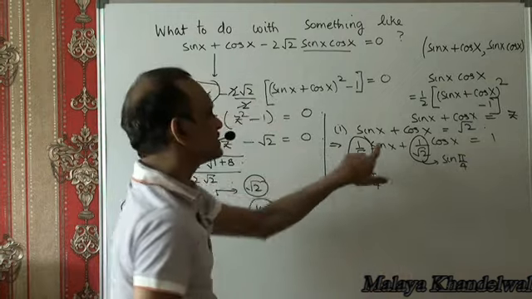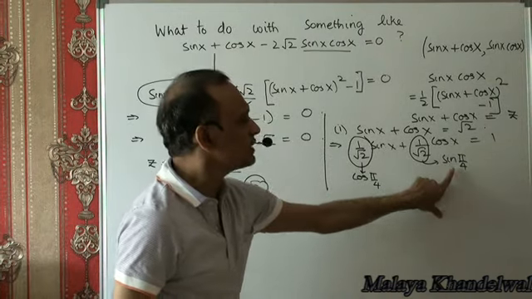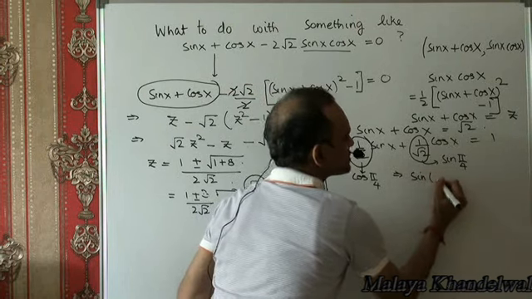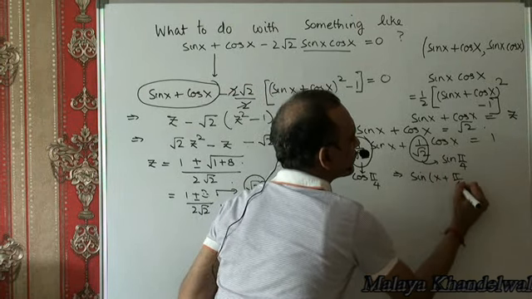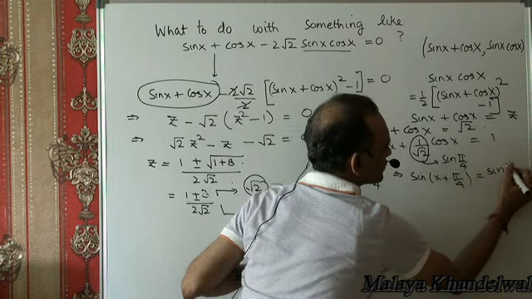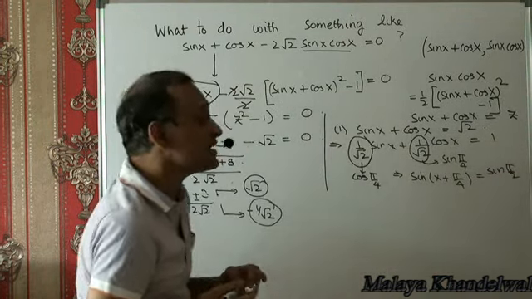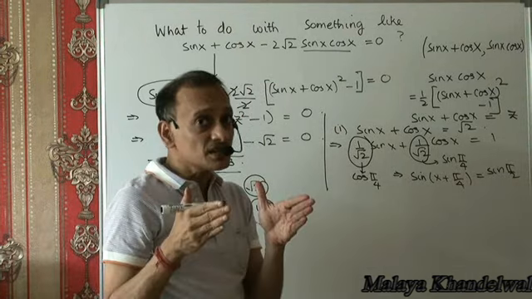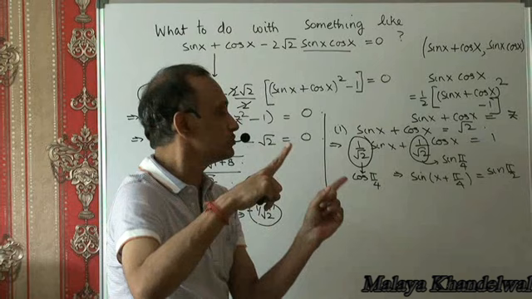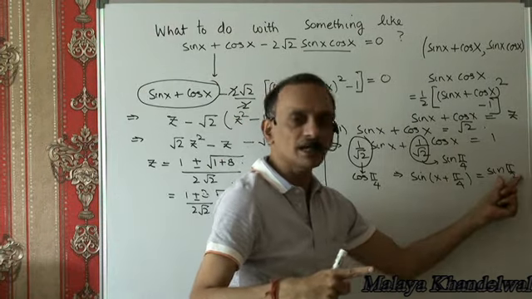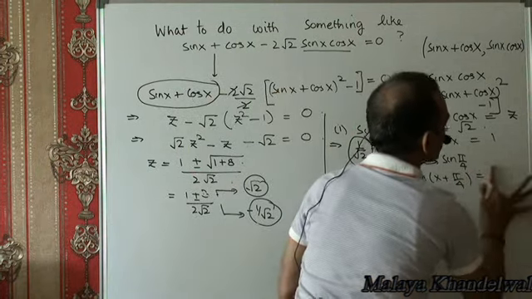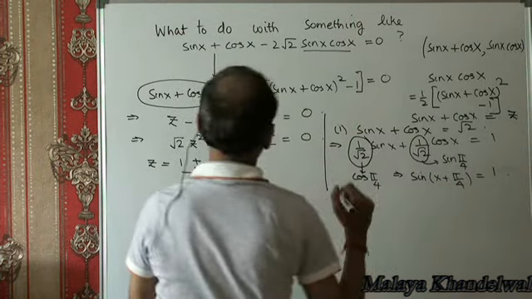So I have sin a cos b plus sin b cos a, which is sin of a plus b. So sin of x plus pi by 4 equals 1, equal to sin 90, very clearly. If sin theta is 1, theta must be an even multiple of pi plus pi by 2. In general, when is sin theta equal to 1?